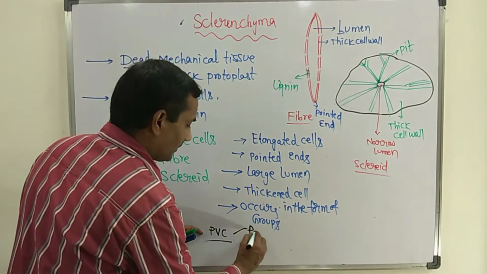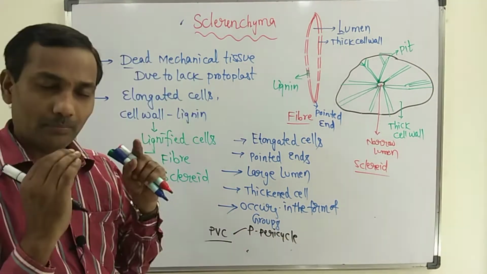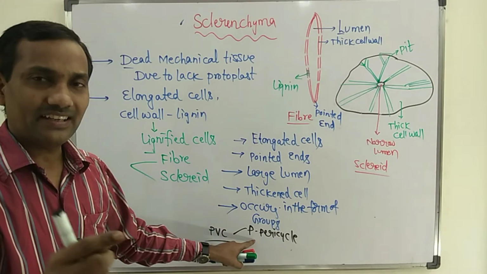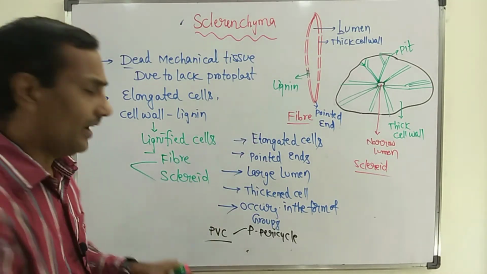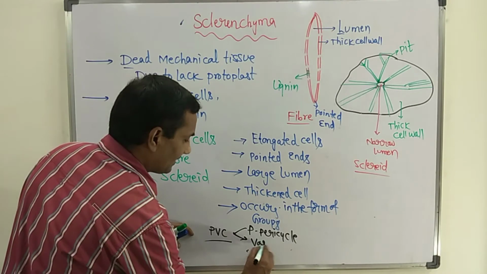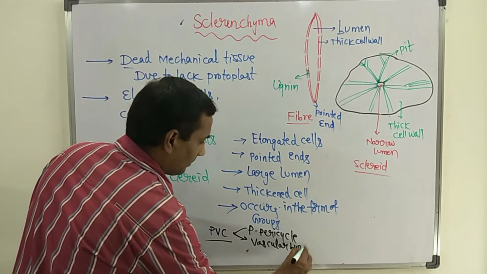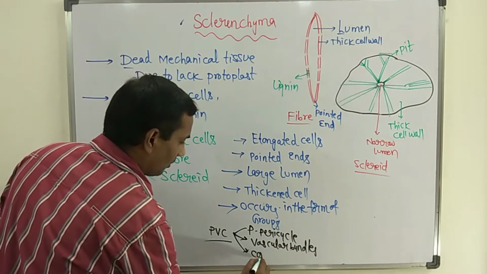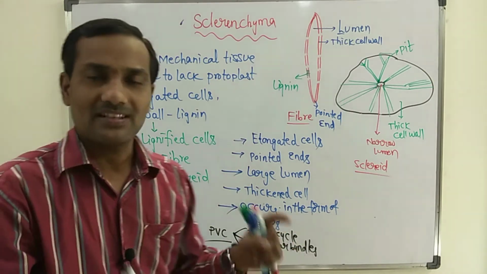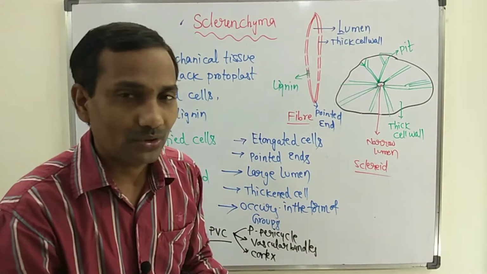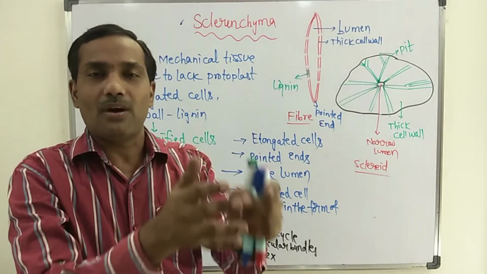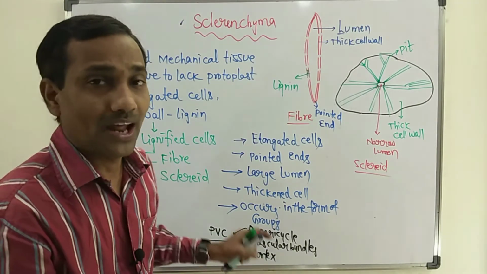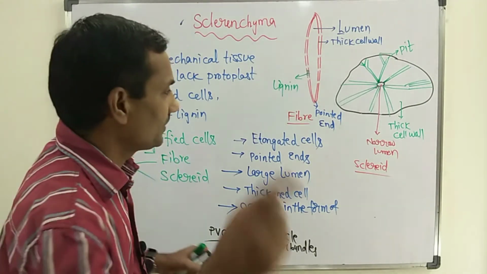PVC, easy to remember. P for pericycle, which you can find in the outer part of the stele. In the pericycle you can find many fibers. Next, V for vascular bundles. In the vascular bundles also you can find fibers. Next, C for cortex. These fibers are also found in the cortex, but how do they occur? Usually they occur in the form of groups. Many fibers are located at different parts of the plant body for giving mechanical support.